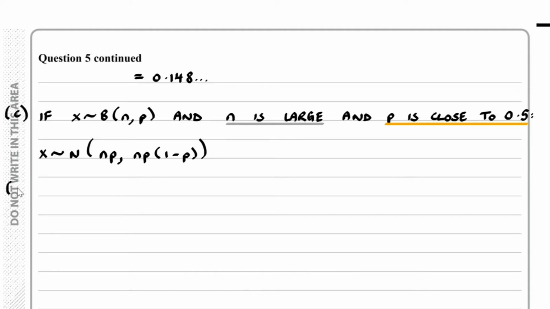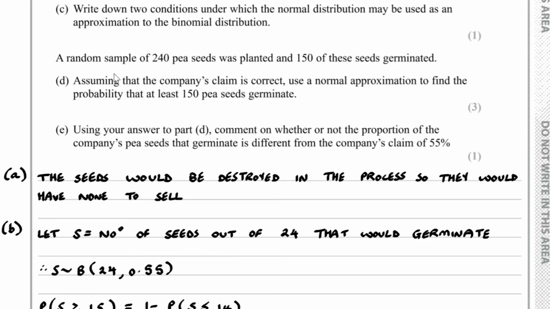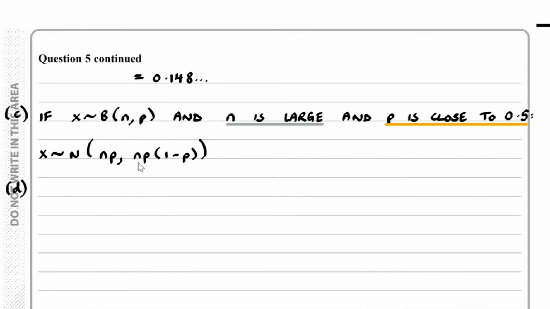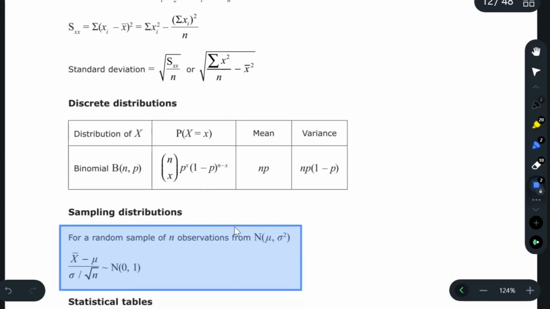So for part D then, a random sample of 240 pea seeds was planted and 100 of these seeds germinated, and assuming that the company's claim is correct, we have to use a normal approximation to find the probability that at least 150 pea seeds germinate. Well, first of all, what we need to do here is find out what np is, and np times by 1 minus p. And if I go to the formula book under the stats section, those came from here.